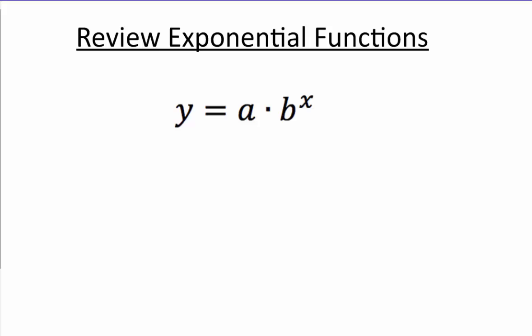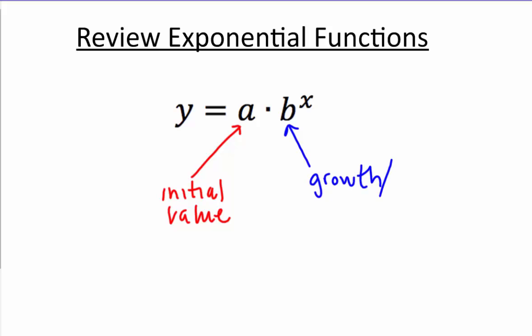So looking at our general form of the equation, y equals a times b to the x, we have a as our initial value, and we have b as, in this situation, our growth or decay rate. Before, we called it our common ratio. So this should look pretty similar to geometric sequences, so hopefully you're familiar with this.